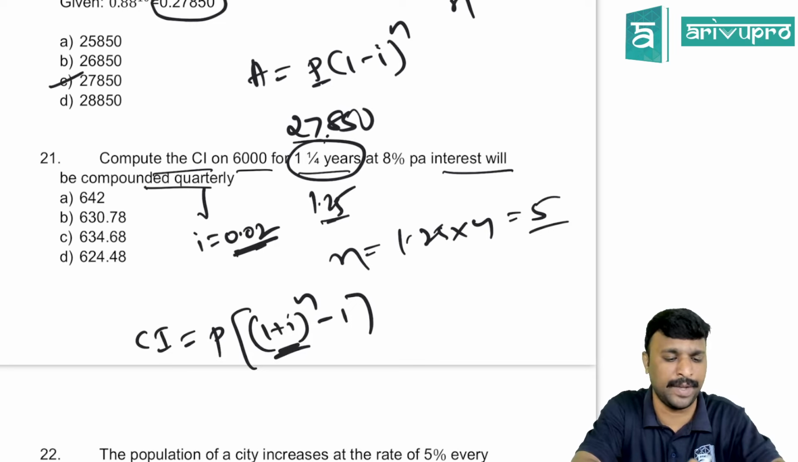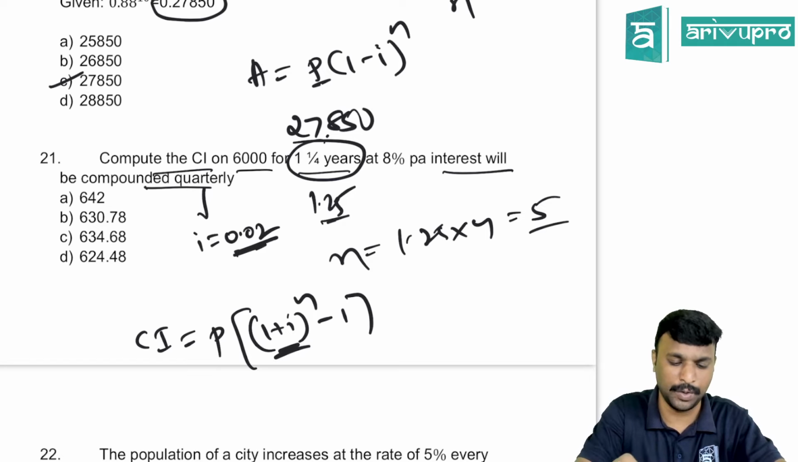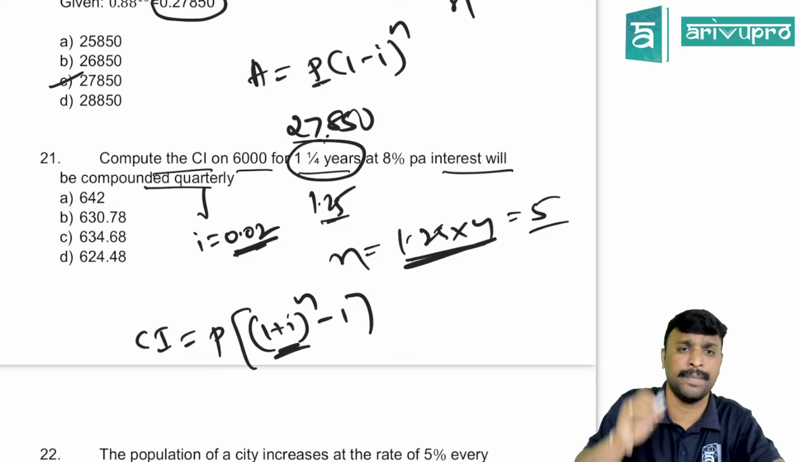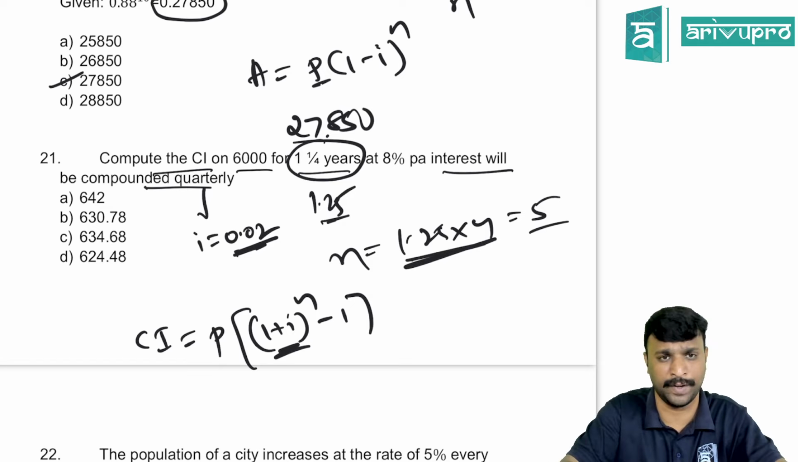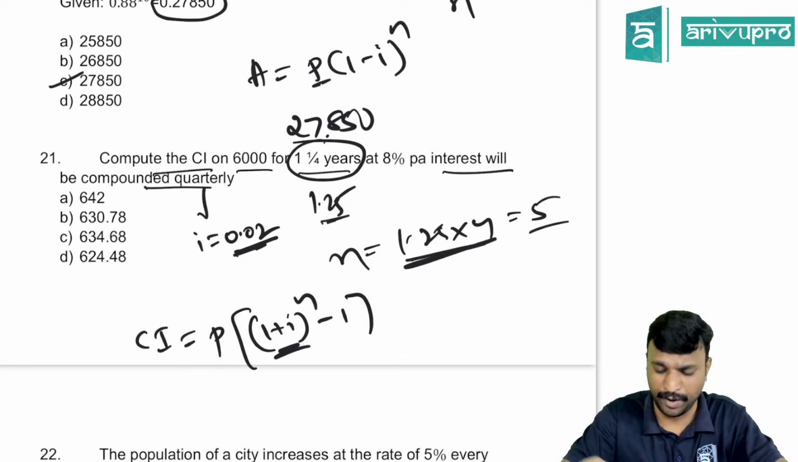1 plus I is going to be 1.02. Raise the power to how much? 5, because it is a quarterly compounding. The number of years is 1.25 into 4 you have to do. So therefore you have to raise the power to 5.